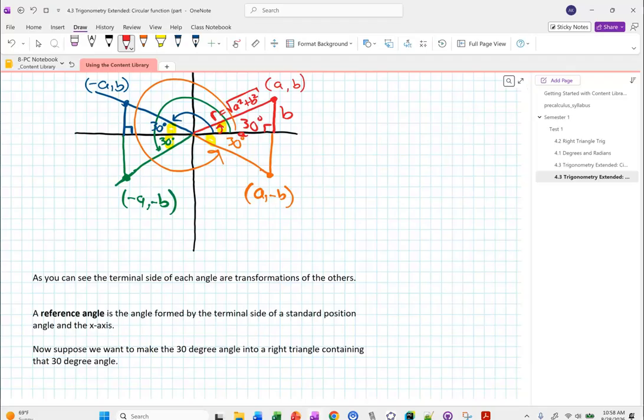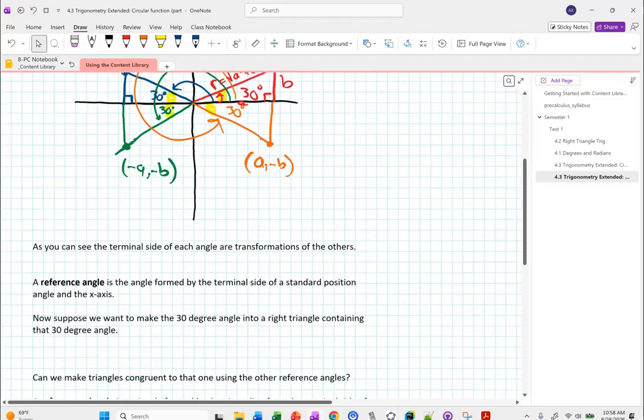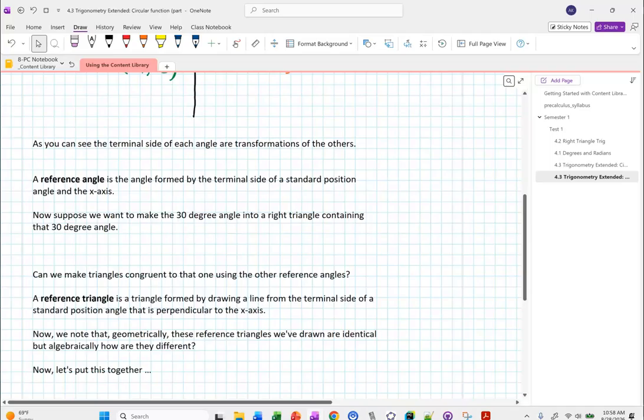So we're good here, right? We did that. These triangles that we drew have a name. We call these reference triangles. That's a triangle formed by drawing a line from the terminal side of a standard position angle that's perpendicular to the x-axis. Okay? Everybody feel good? Okay. So we already noticed that geometrically these triangles are identical, right? They're congruent. They have all the same measures, all the same side lengths. The angles are the same. The only difference in them is their orientation.